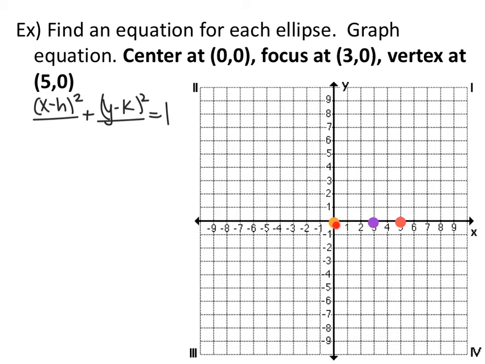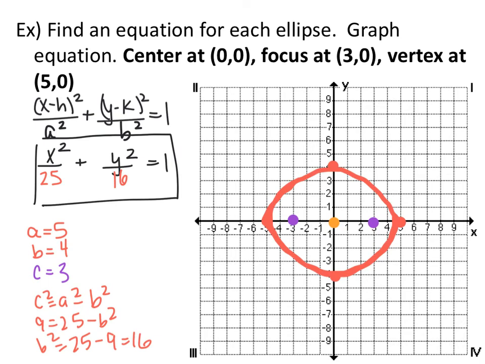Because my foci are in line with my x, I know that my major axis is going to be along this x-axis, so I know that my a squared is going to be underneath x, and my b squared is going to be underneath y. So you have the distance between the center and a focus, you have the distance between the center and a major vertex. So go ahead and pause the video and try to write this equation and finish out this graph.